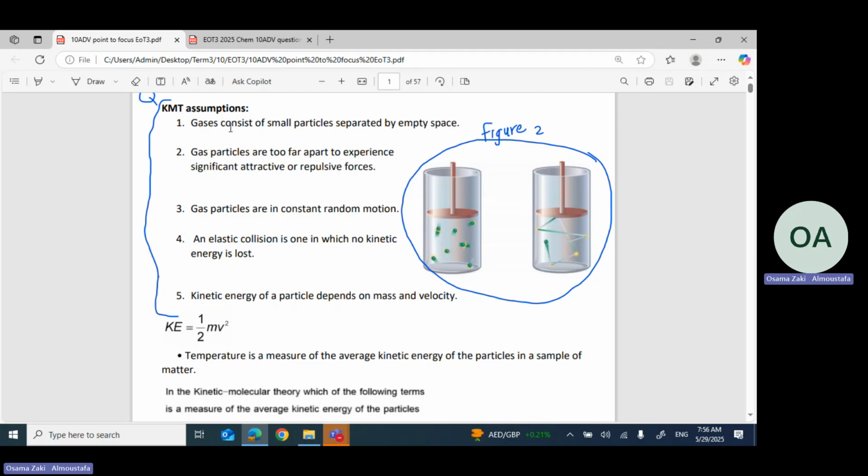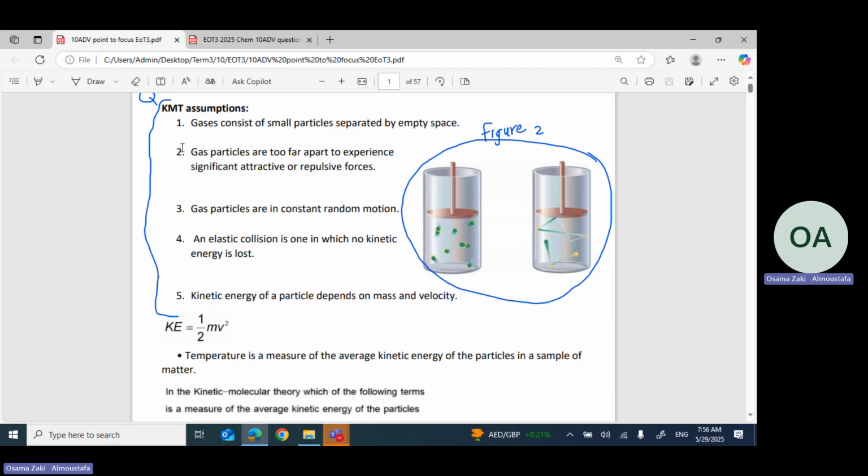The first one, gases consist of small particles separated by empty space. The second one, gas particles are too far apart to experience significant attractive or repulsive forces. Third point, gas particles are in constant and random motion. Number four, an elastic collision is one in which no kinetic energy is lost. So no kinetic energy is lost.